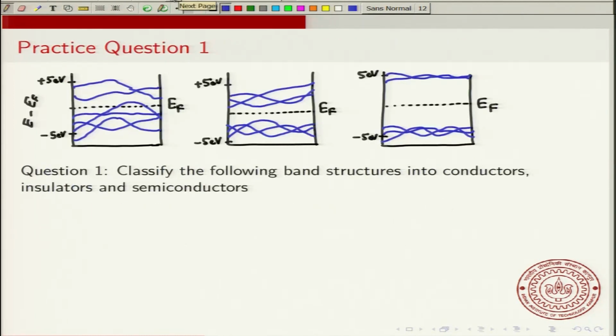Now let us look at a few practice questions. The first question is: classify the following band structures into conductors, insulators and semiconductors. I have given all these band structures, and this axis is energy minus the Fermi energy, or actually truly it should be the Fermi level, because we are looking at a finite temperature. So this EF actually refers to the Fermi level.